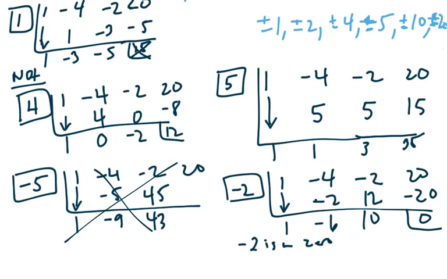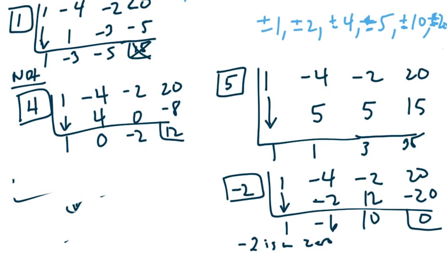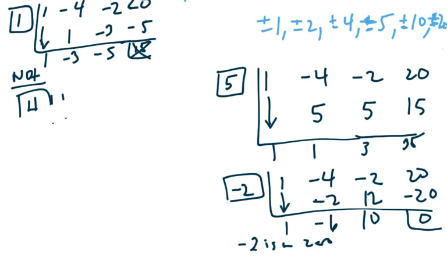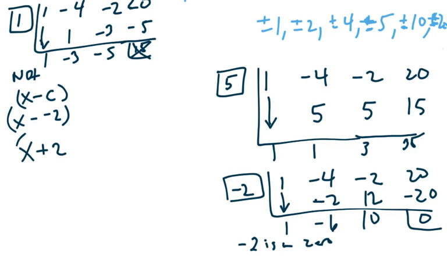Okay, so if negative 2 is a 0, I'm going to erase this work over here and this work up here. We already found out that those were not zeros. If negative 2 is a 0, then x minus c is the same thing as having x minus negative 2, which is the same thing as having x plus 2. So that is one of our factors, okay?